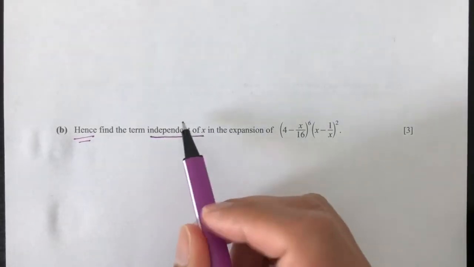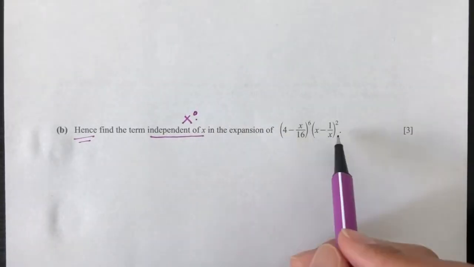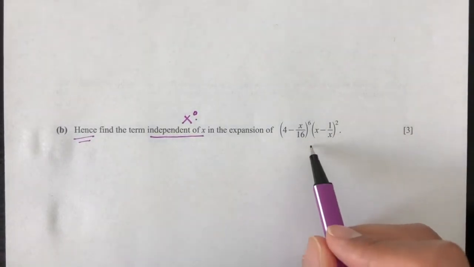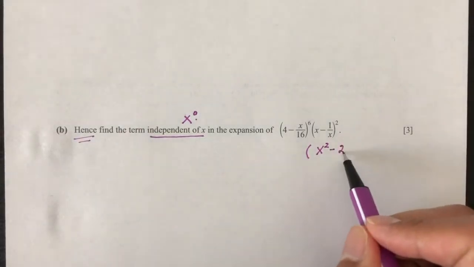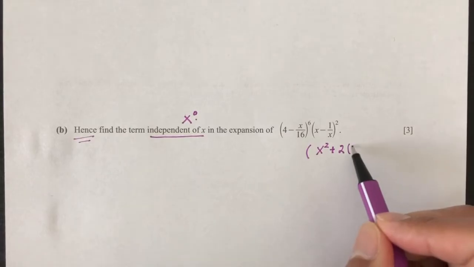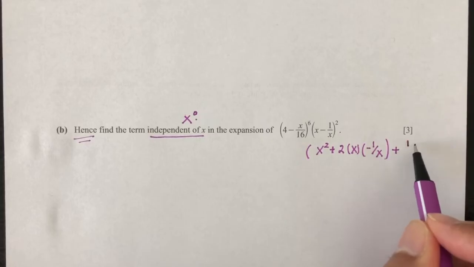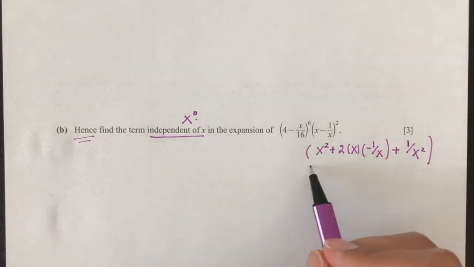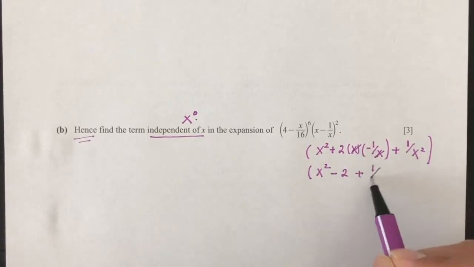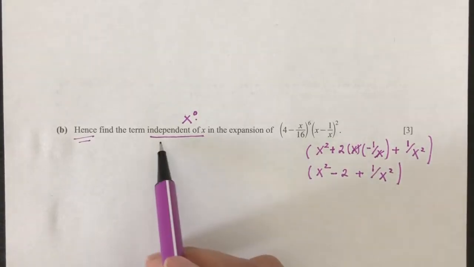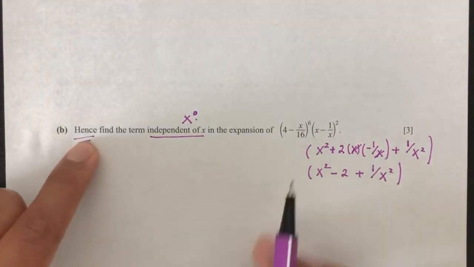So this means the term in x power 0, which is basically without x, in the expansion of this. So what is this term here? Let's expand, we'll see. This is equal to x squared minus 2 times x times 1 over x, and then plus 1 over x squared. So simplify this, that becomes x squared, this one cancels out, becomes minus 2 and plus 1 over x squared. So you have to find the term in the expansion of this. So using part A, when you see hence, you have to use part A.